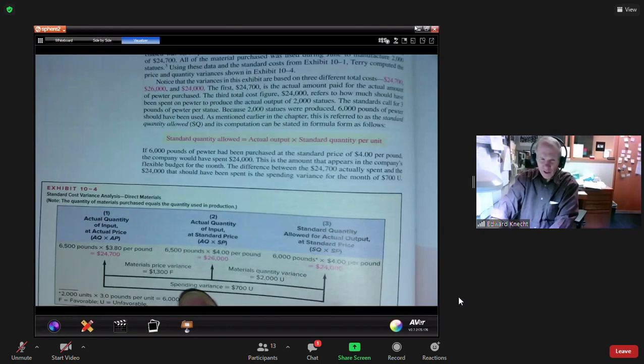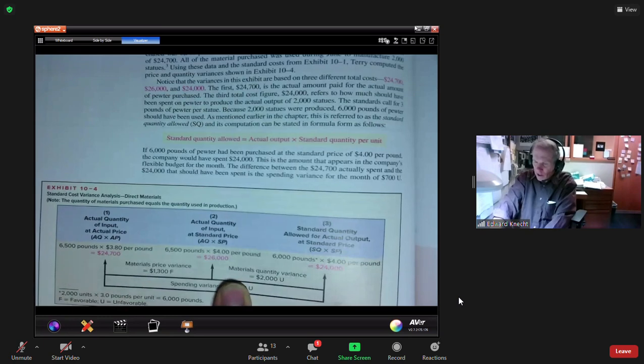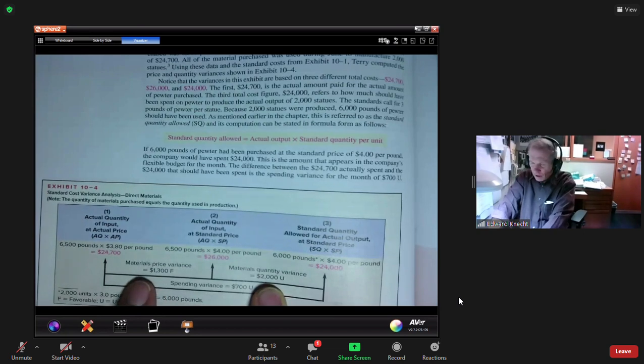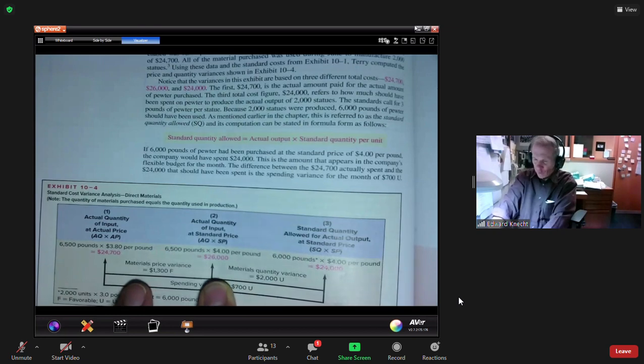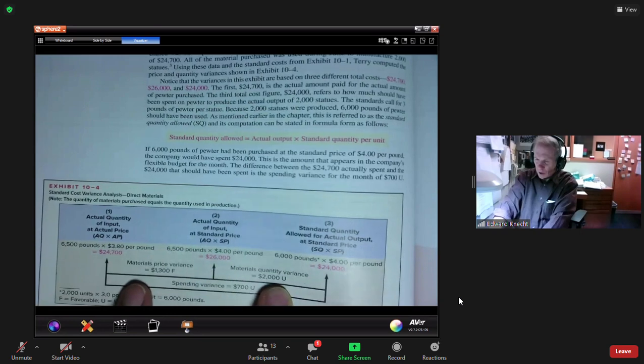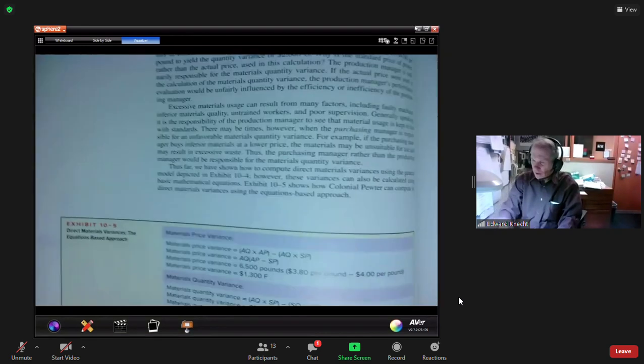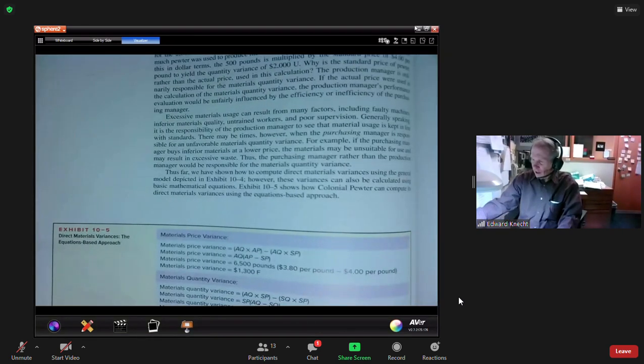So we calculated the spending variance in chapter 9. We drill down, break it apart. We see that, hey, we paid less than we were supposed to, but we used more. So was it worth it to buy it at the lower price? Maybe the grade, the quality of material wasn't as good. But if we bought the particular level of quality at $4, we wouldn't have this variance of 700. And then it goes into direct labor and does the same thing in the variable manufacturing overhead.